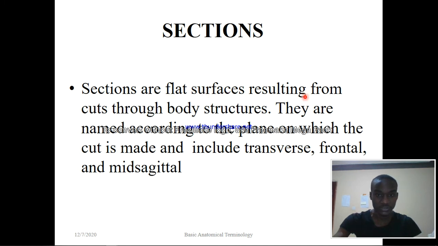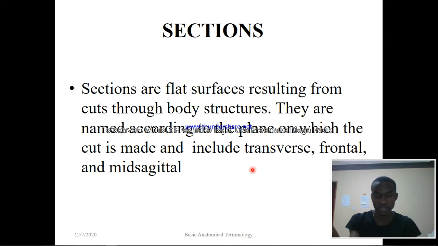Sections are flat surfaces resulting from cuts through body structure. So we cut a particular body structure, and we base on the body planes that we have described earlier on, the mid-sagittal, parasagittal, etc. So we base on those planes to make particular body sections out of particular body structures. So we can obtain a mid-sagittal section, so an organ cut through its middle, and then we obtain two sections, one half and then the other half. So that was the mid.